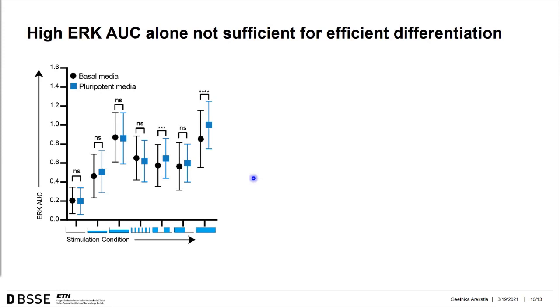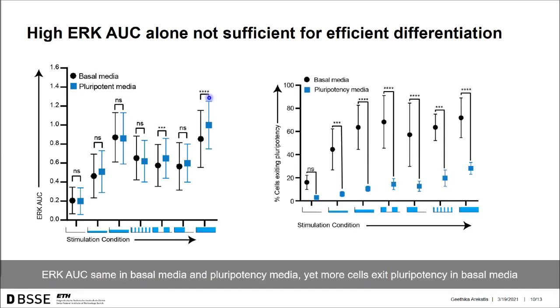Switching tracks a little bit, till now, all the experiments I have shown were done in pluripotency media. So we were trying to trigger cells into differentiation in a media which essentially wanted them to be pluripotent. However, we also did these experiments in the basal media, which is much more permissive to differentiation. And we measured the ERK area under the curve for all the different stimulation conditions and found no difference between the basal media and the pluripotency media. However, for the different stimulation conditions, when we actually looked at the number of cells that are differentiating, the percentage is much higher in the basal media, which is permissive to differentiation.